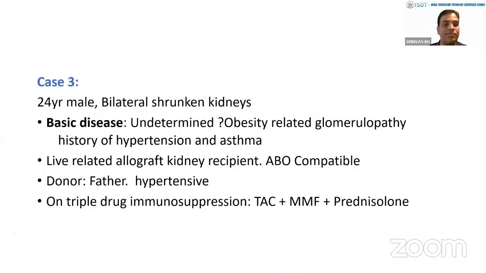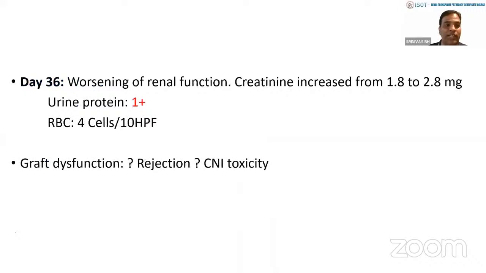The third case is a 24-year-old male with bilateral shrunken kidneys, basic disease undetermined, and obesity, suspecting obesity-related glomerulopathy. He was a live related allograft kidney recipient, with the father as donor, on triple drug immunosuppression. On day 36, this patient presented with worsening renal function, urine protein 1+, and graft dysfunction, suspecting rejection or CNI toxicity.